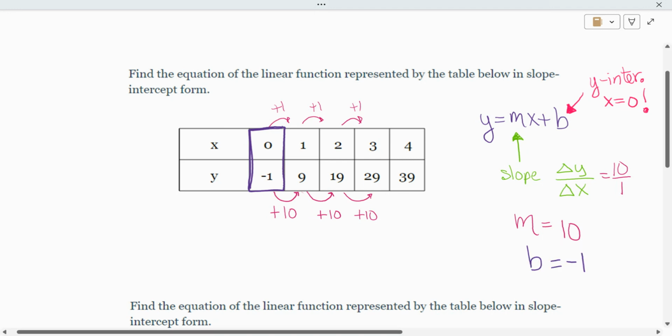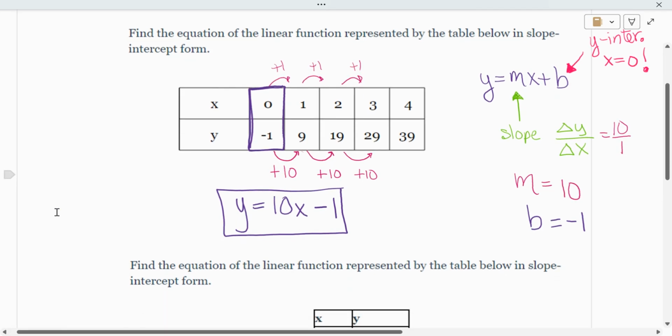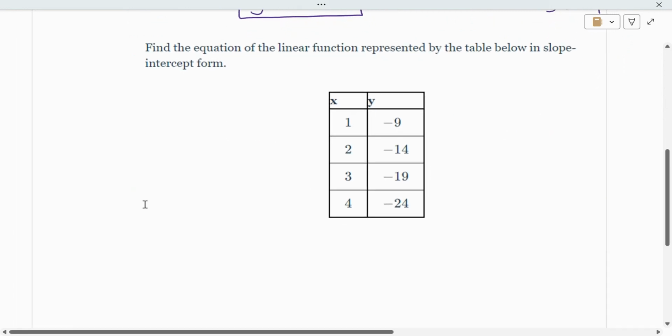Aiden, write the equation for me. We know what our slope is and we know what our y-intercept is. What's that going to look like? 10x. And instead of writing plus a negative, we're just going to say -1. Y equals 10x minus 1. I think that your first question already has the y equals there for you. You're going to type that in.